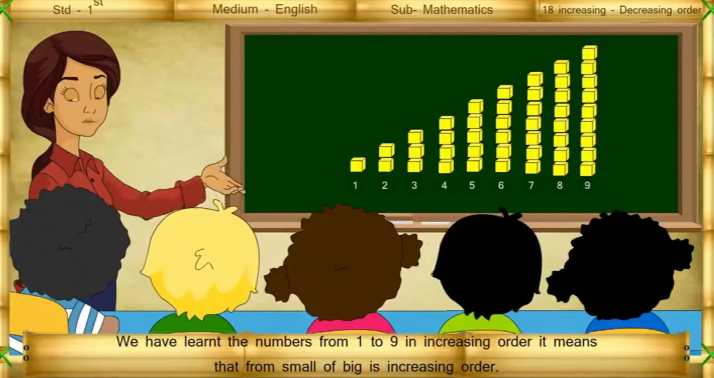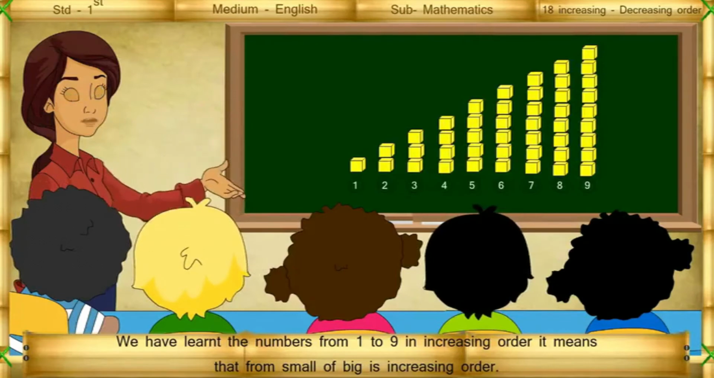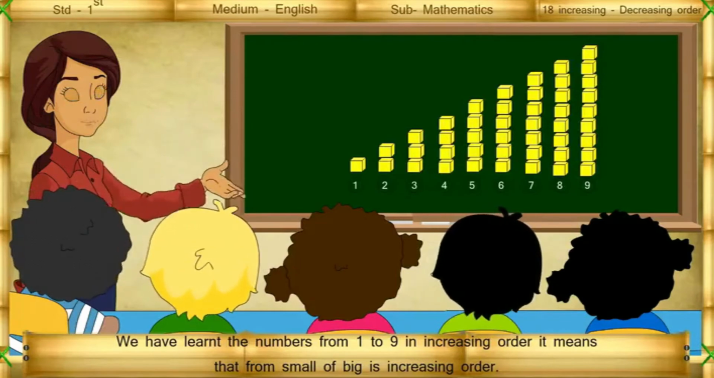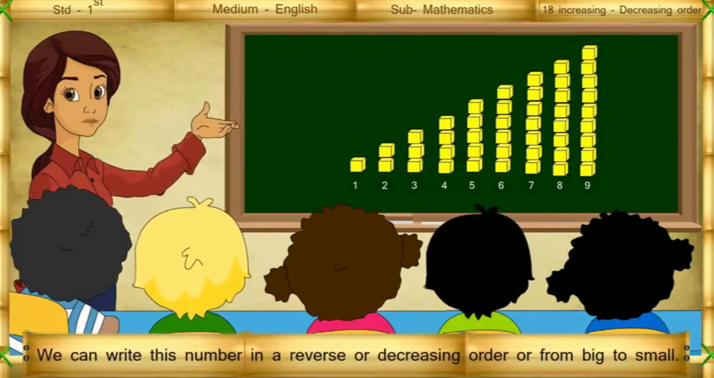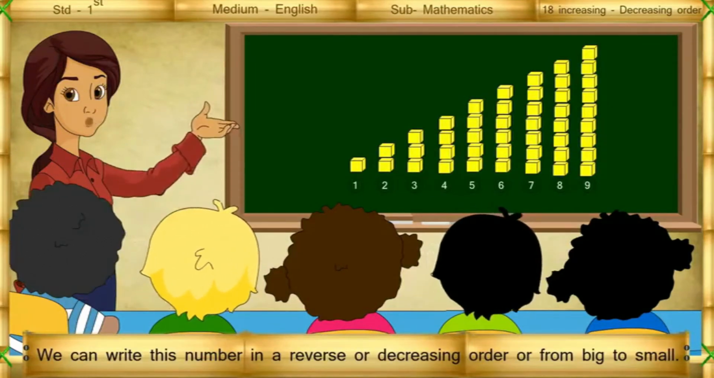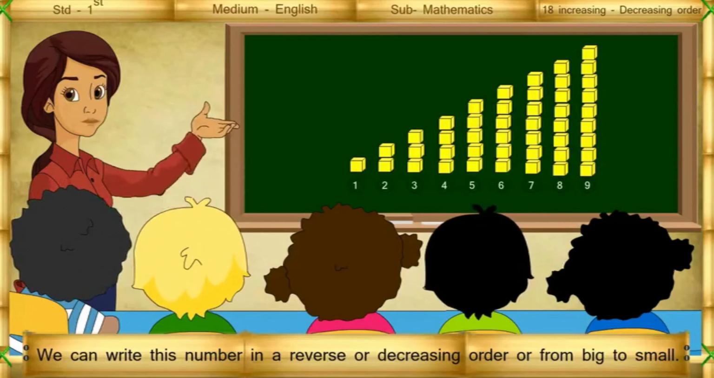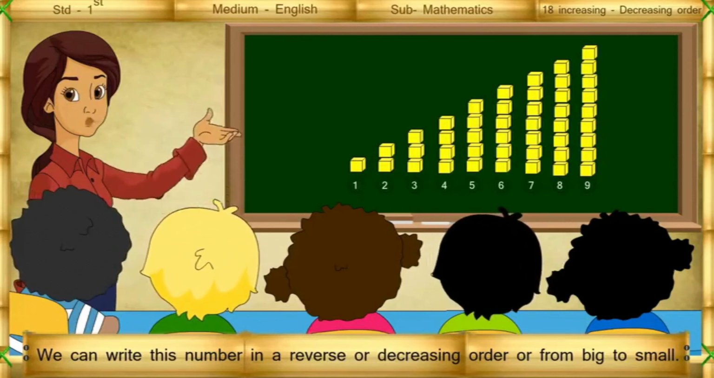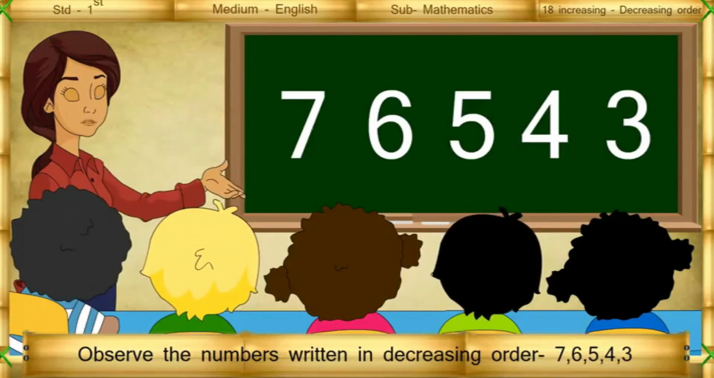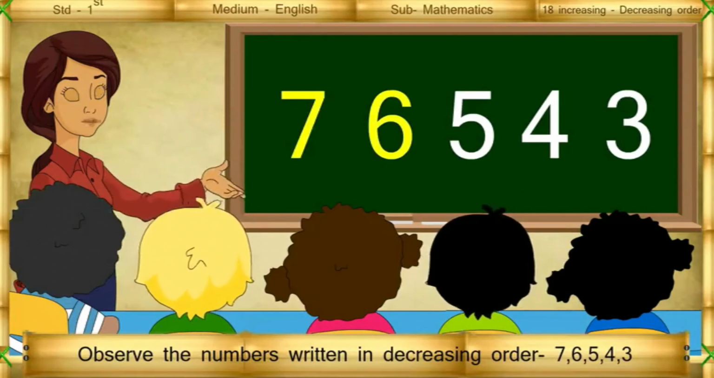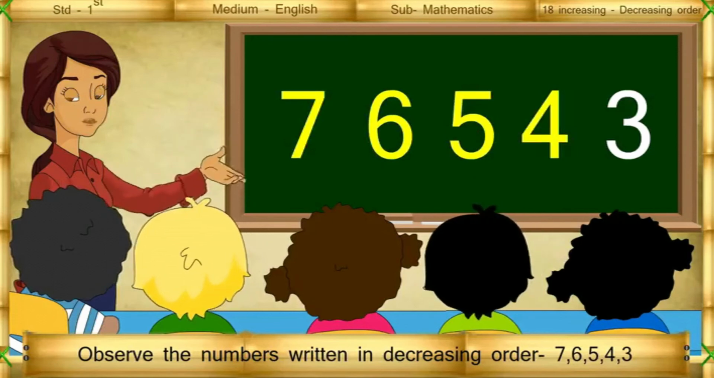We have learned the numbers from 1 to 9 in increasing order. It means that from small to big is increasing order. We can write these numbers in reverse, or decreasing order, or from big to small. Observe the numbers written in decreasing order. 7, 6, 5, 4, 3.